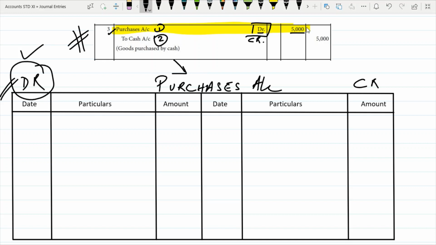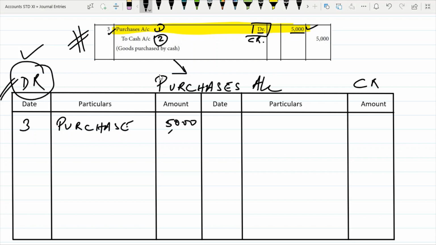Second thing, look at the amount. The amount is 5,000. So what we do here is we put the amount. In this case, the date is not given, so we shall just write 3. Okay. Now comes the most important part. Since it is purchase account debit, we have to record this in the debit side of the purchase ledger. And now, like I told you in the previous problems when we were doing the journals, we do not write our own names in our own books, right?